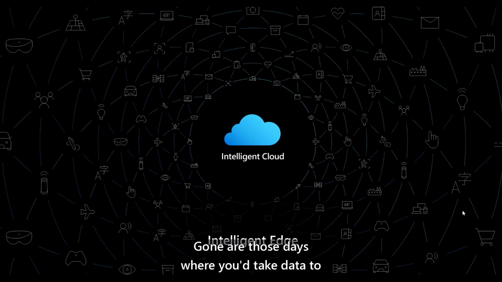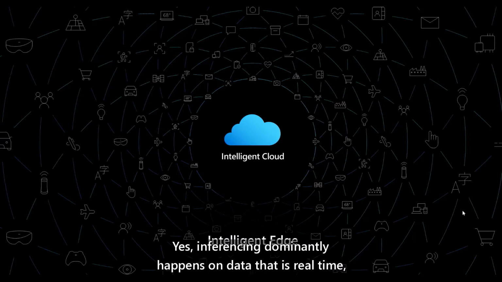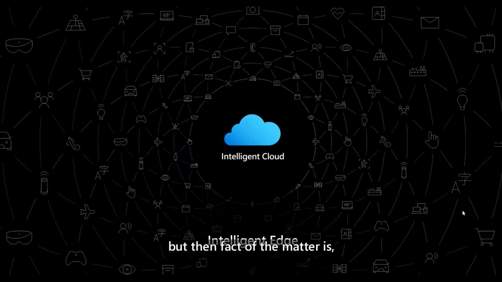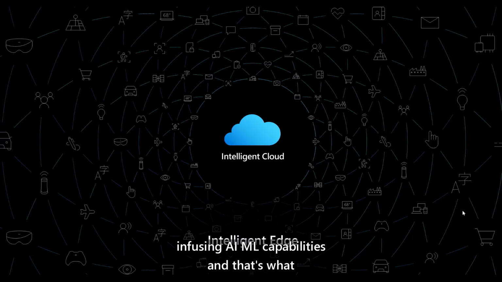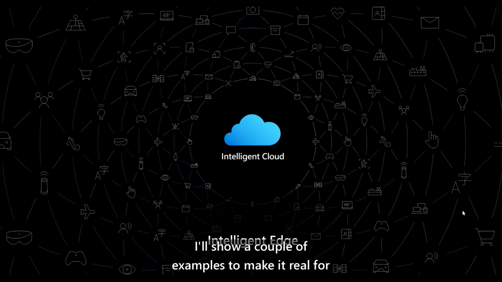Gone are the days where you have to take data to a specific infrastructure for computation or inference. In the world of machine learning, inferencing dominantly happens on real-time data. But data definitely comes in various formats, so the ability to take that data to the cloud for inference is at times not practical. Hence, there's a need for us to make these edge devices intelligent by infusing AI and ML capabilities, and that's the true classic manifestation of an intelligent edge device. I'll show a couple of examples to make it very real for you.